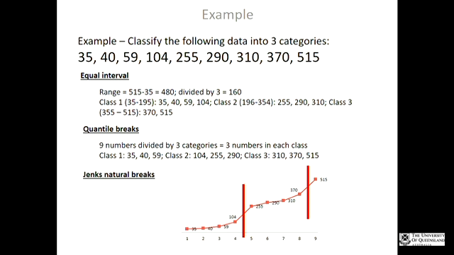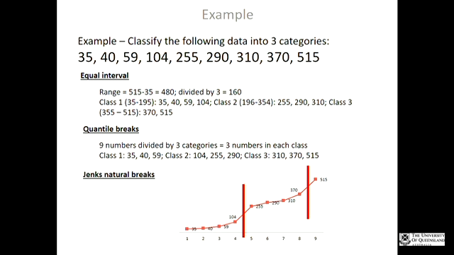This is what tends to happen with these, because you get few observations at the extremes of the data values, it tends to obscure the differences at the extremes, but really emphasizes differences in the middle of the values. So you tend to get lots of variation in color and representation in the middle, but not at the extremes. So if you want to emphasize changes in extremes, you wouldn't use quantile breaks.